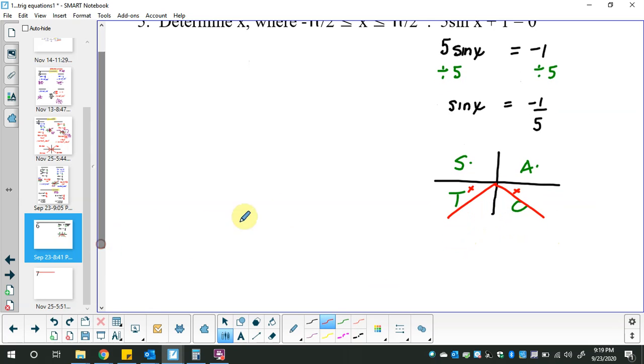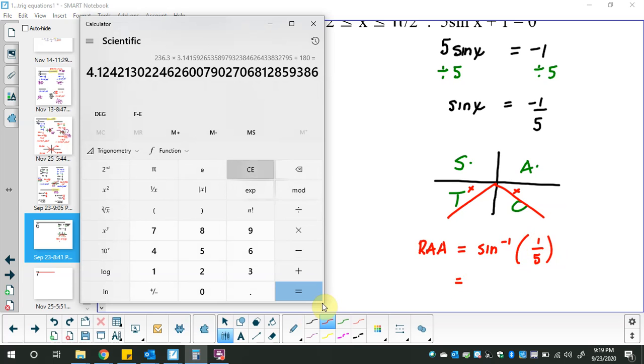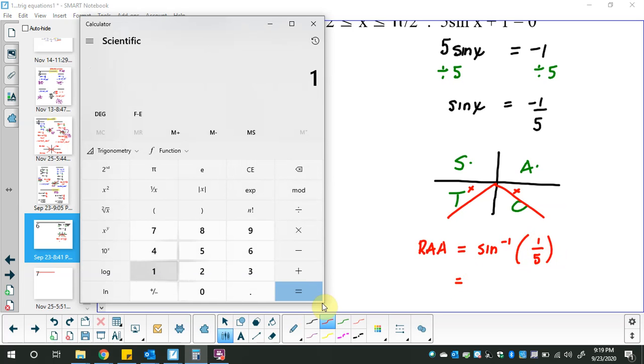Do you remember what to do here? There are lots of tiny, subtle steps that might annoy you, like don't put a negative into your calculator. Don't do that for solving trig equations. So 1 divided by 5 equals a decently nice decimal. Second function, sine, 11.5 degrees. How do I know it's degrees? My calculator's on degrees.